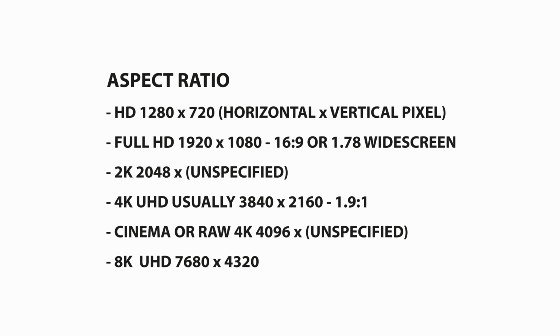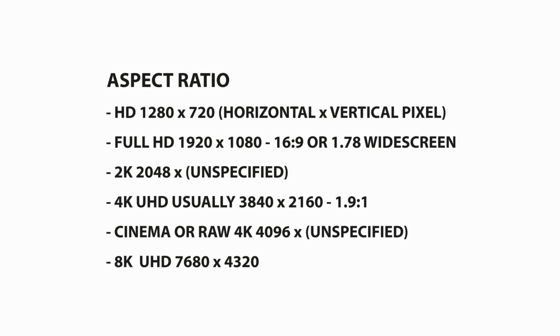2K footage is 2048 by an unspecified number of vertical pixels. So if 2K is shot in raw footage, it depends on the camera to specify the vertical pixel being used. 4K is usually referred to as UHD and has a resolution of 3840 by 2160 and is referred to as an aspect ratio from horizontal to vertical in a relation of 1.9 by 1.